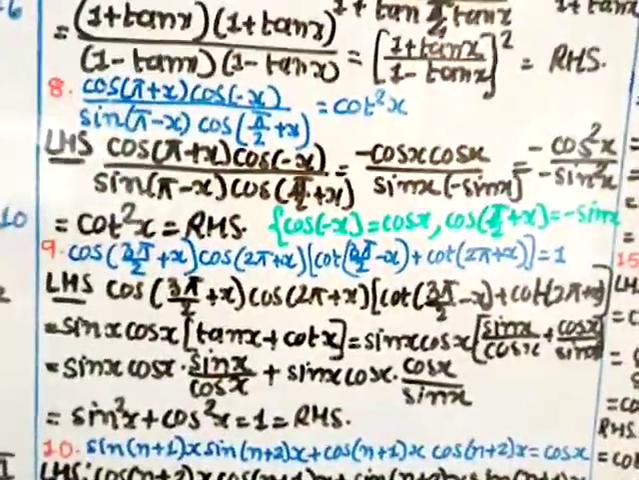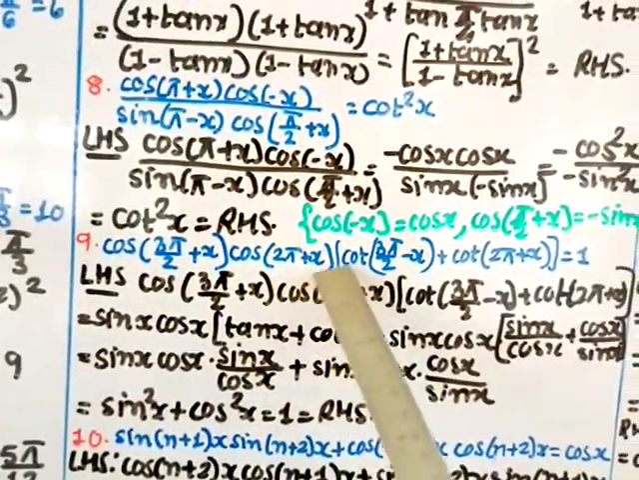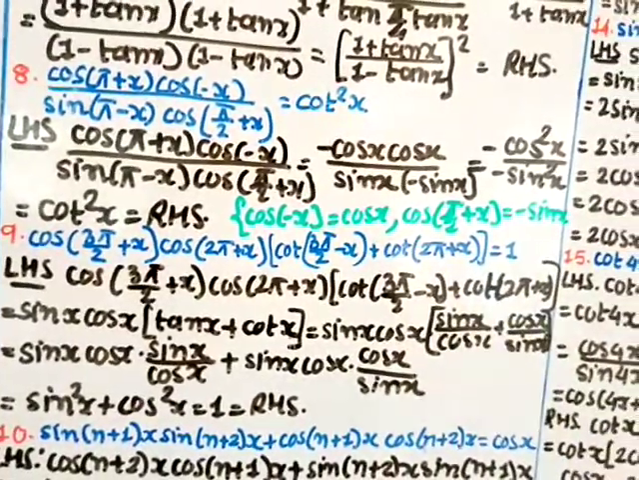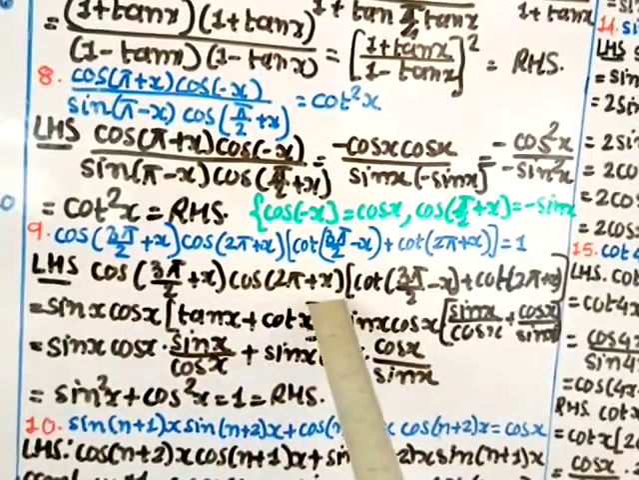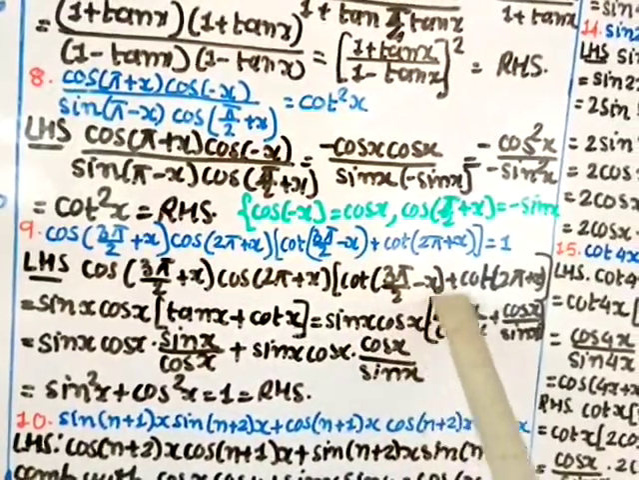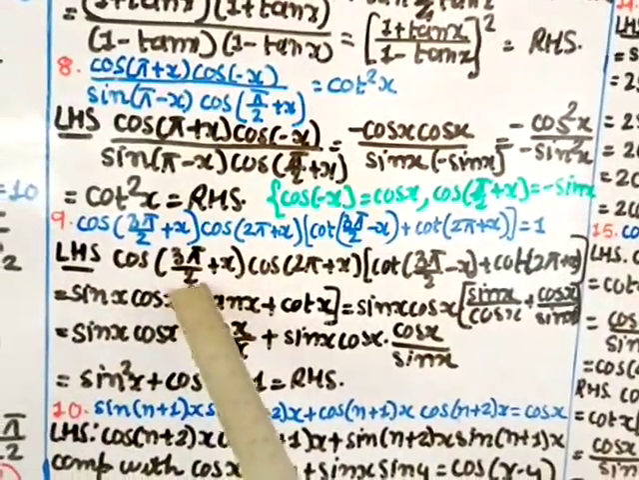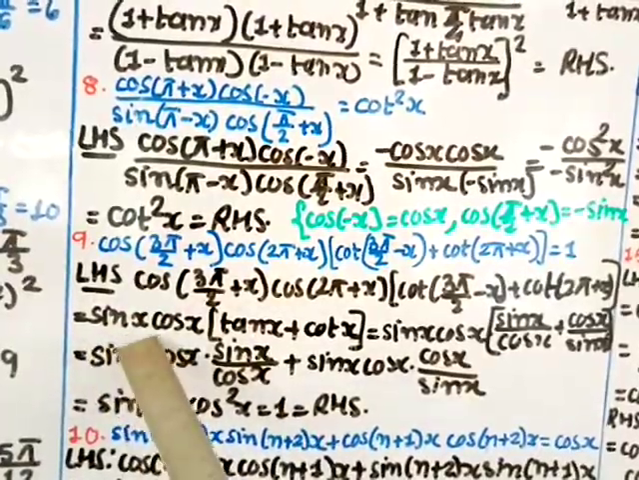Question number 9: cos(3π/2 + x) cos(2π + x) [cot(3π/2 - x) + cot(2π + x)] = 1. Left hand side: cos(3π/2 + x) cos(2π + x) [cot(3π/2 - x) + cot(2π + x)]. Now see, it is π/2, right? So cos becomes sine. Okay, so we can write this value as sine x, and this is 3π/2. Okay, 3π/2 is here.